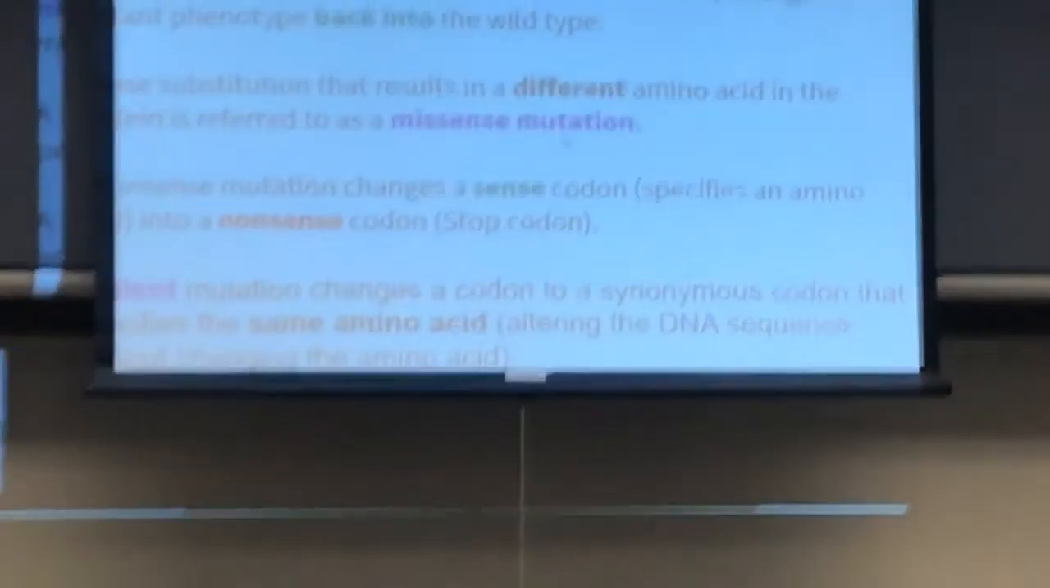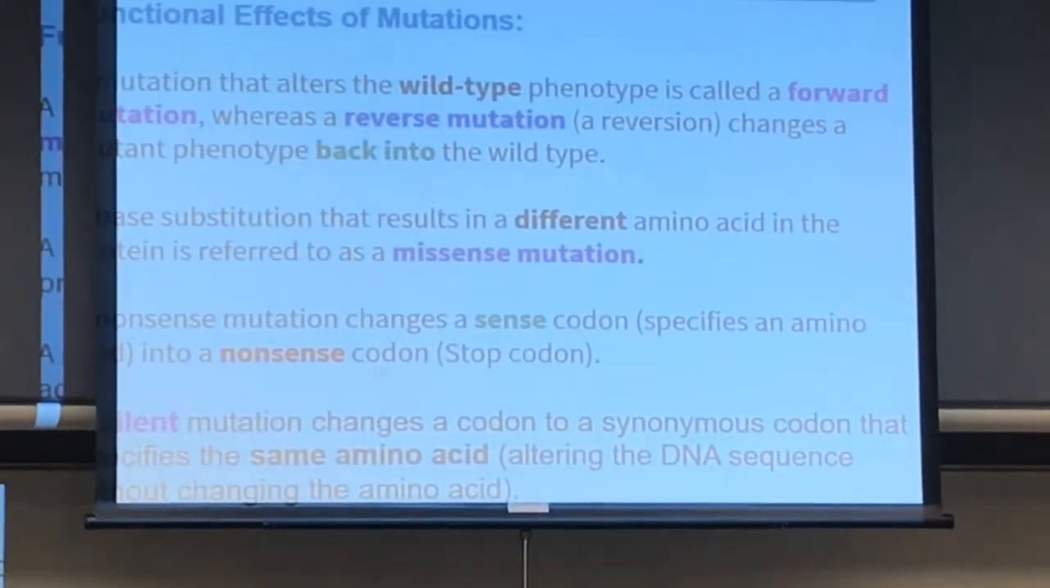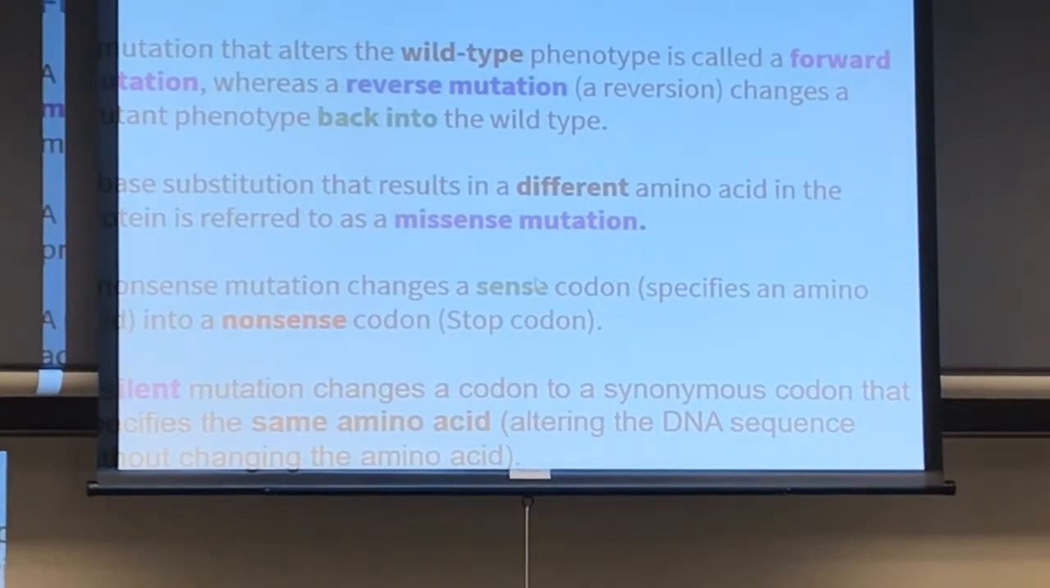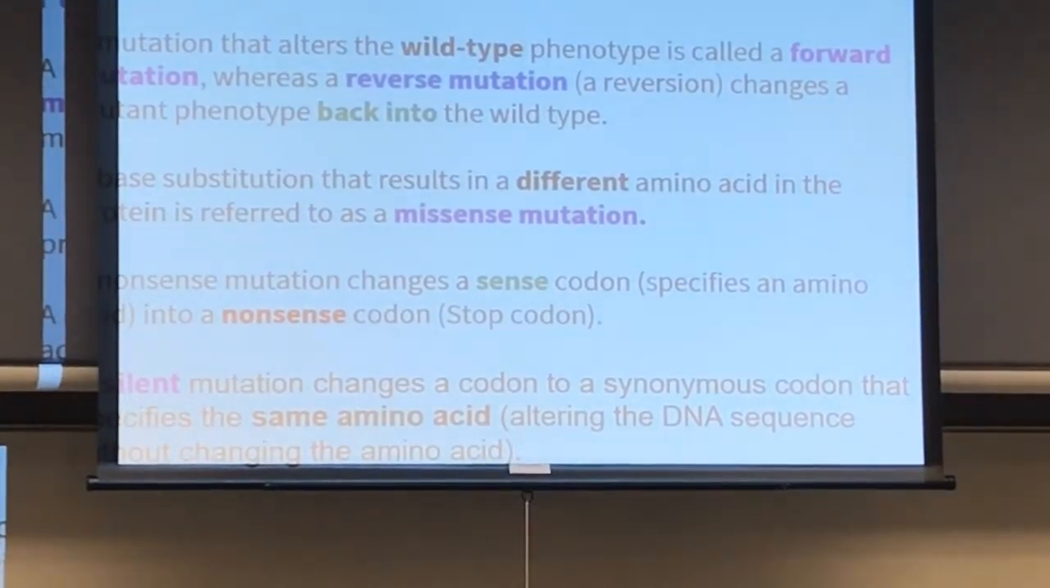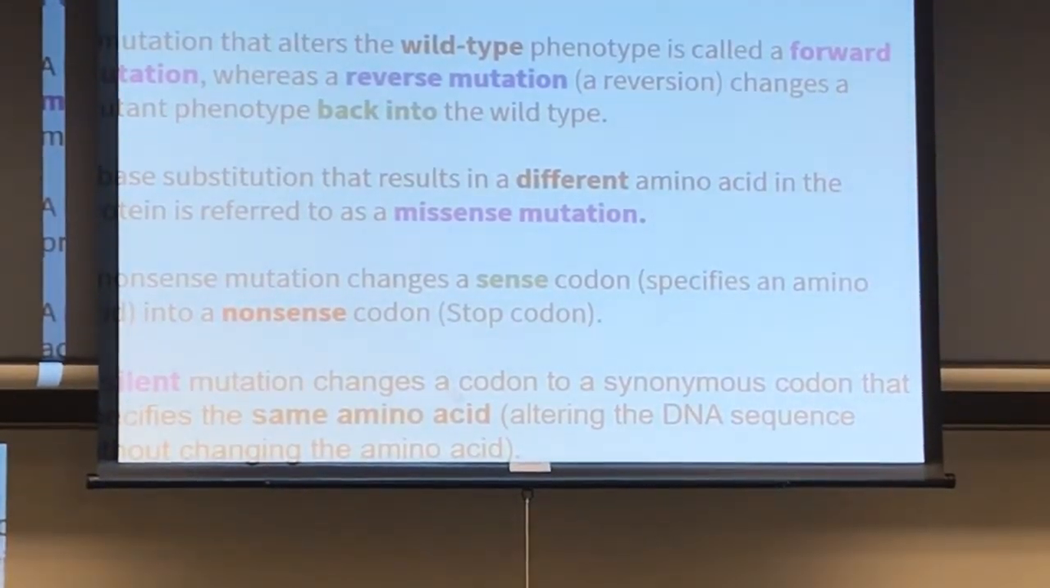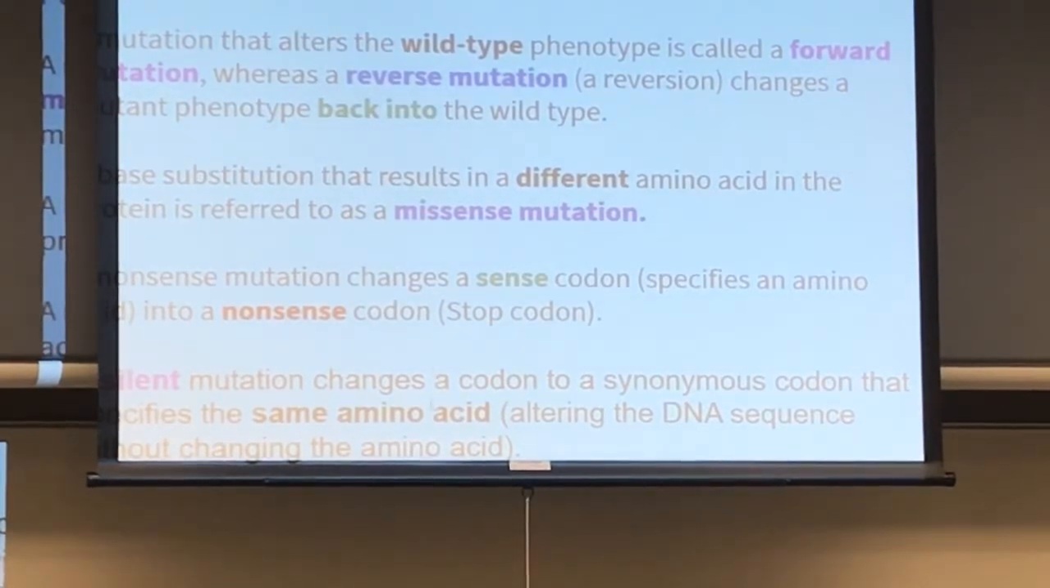The wild type gene is changed, one amino acid change. So that's going forward, so to speak. Reverse mutation is, it already has a mutation, now the mutation has been corrected. A missense mutation is a forward mutation. Now you have nonsense mutation, which changes the codon to a stop codon. Now silent mutation is change in the codon but no change in the amino acid.